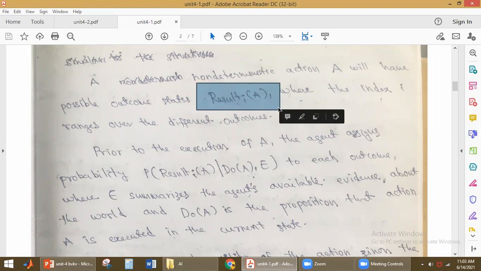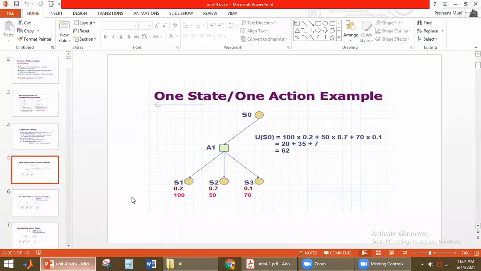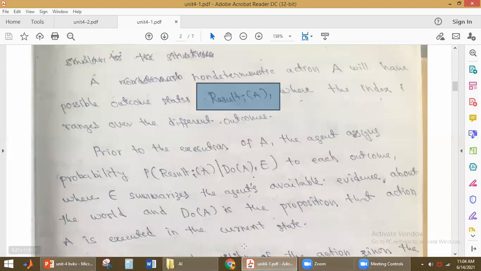What is I here? I is the range of different outcomes. If a particular action is performed, what is the range of different outcomes? Here action A1 is performed. What are the outcomes? S1, S2, S3 are the outcomes. So if action A is performed, the different outcomes are denoted as result I of A, where I indexes the different outcomes.